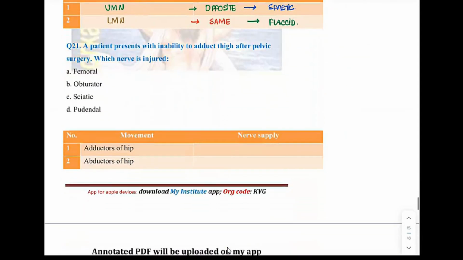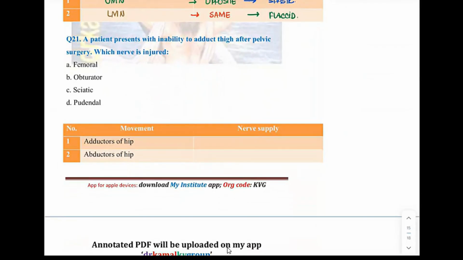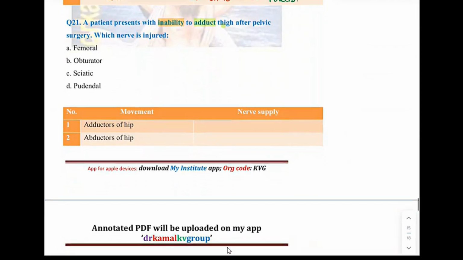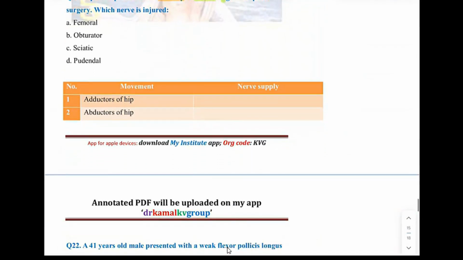Then the next question: a patient presents with inability to adduct the thigh after pelvic surgery. Now, adduction is not possible. So we should know which nerve supplies the adductors of the hip, and this is actually the obturator nerve.